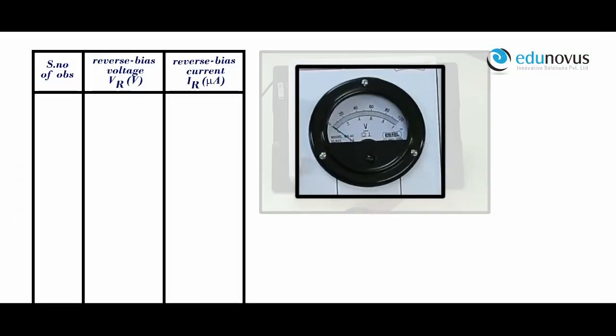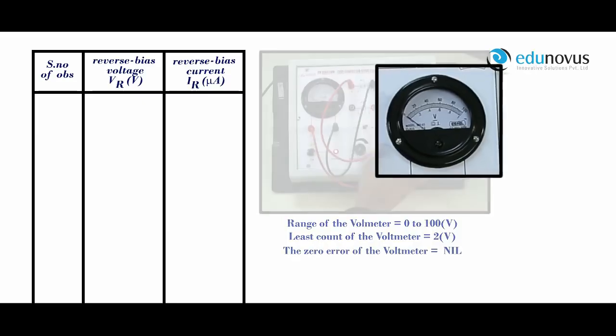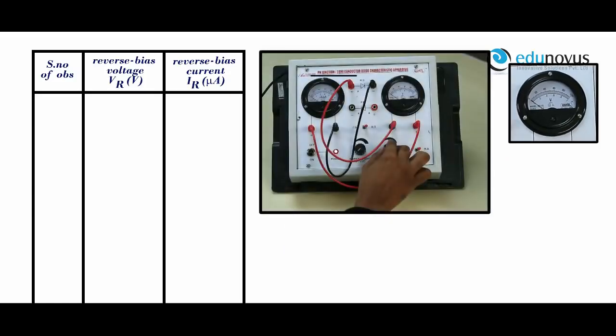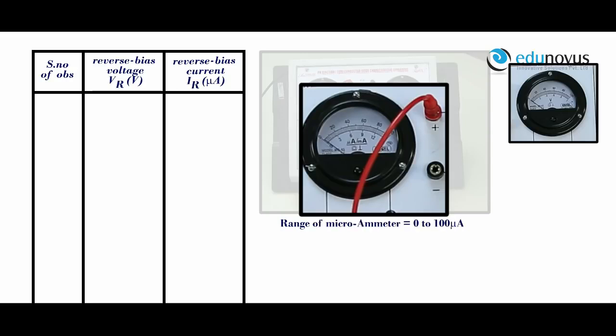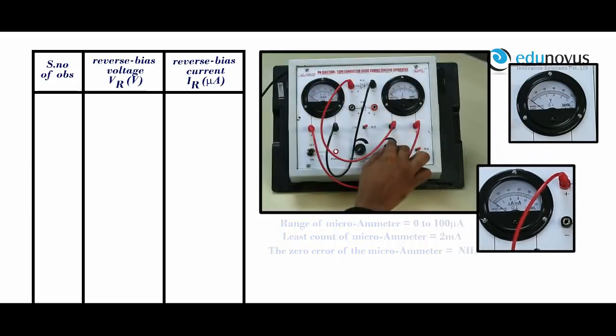Reverse bias. Range of the voltmeter is equal to 0 to 100 volts. Least count of the voltmeter is equal to 2 volts. Zero error of the voltmeter is equal to nil. Range of the microammeter is equal to 0 to 100 microamperes. Least count of the microammeter is equal to 2 microamperes. Zero error of the microammeter is equal to nil.